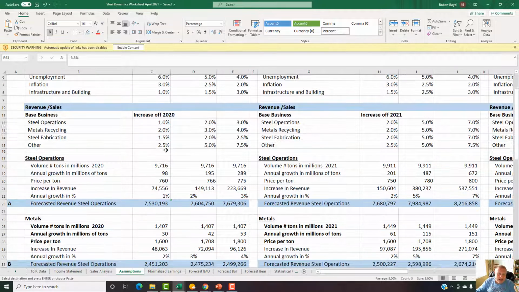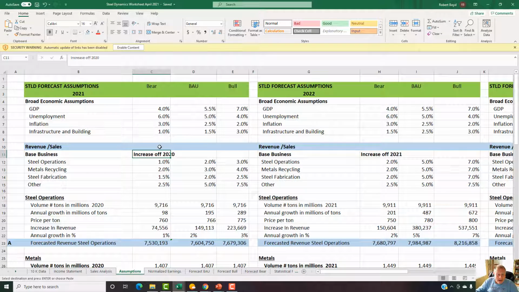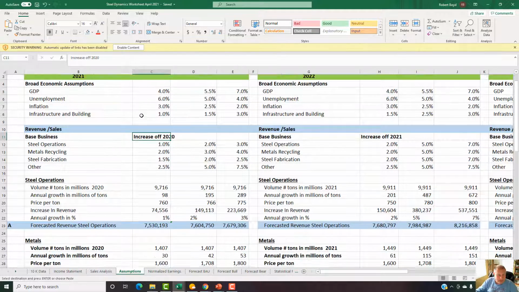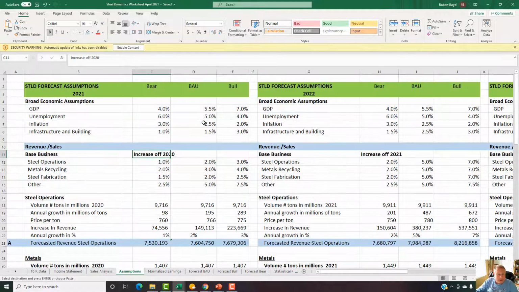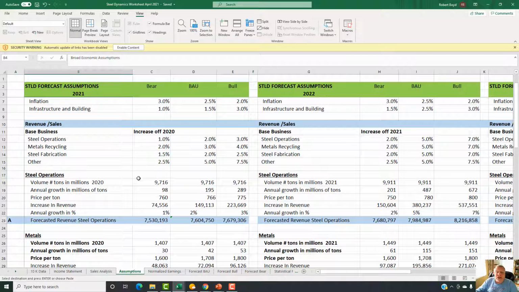Now, as I break it down, I am going to base it off my 2020 numbers. Okay, so I've made these assumptions, and I'm going to start all over. Okay, with the assumptions, I made my broad economic assumptions. Then I'm breaking it down. So I'm looking at it by each of the business lines, and I'm increasing this off of the 2020 base. And as I move forward, I'm basing the 21 growth off the 20 base.